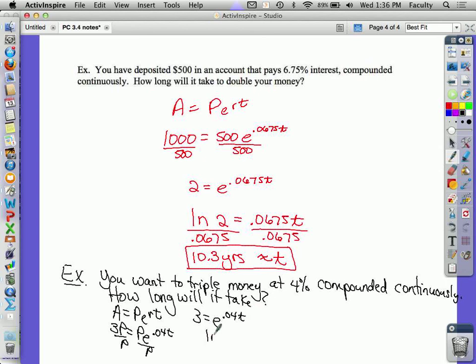So then let's finish this. This will be ln 3 equals 0.04t. So grab your calculators and take ln 3 divided by 0.04. So no matter what you put in the bank, if you want to triple the amount at 4%, it's going to take you 27 and a half years. Yeah. That's actually really good if you think about it.